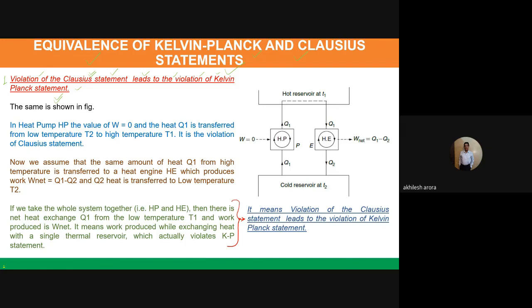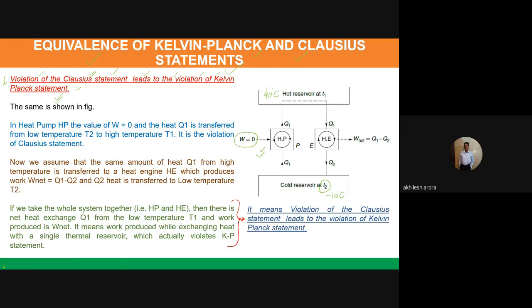In the diagram we have been given a cold reservoir which is at a temperature T2. Let us say this temperature is minus 10 degrees Celsius, and here we have a heat pump, and here we have a hot reservoir, let us say at 40 degrees Celsius. And in this heat pump, the work which we are inputting is actually equal to 0.